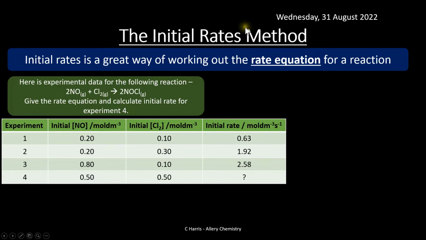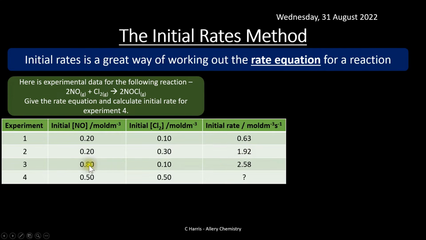Basically, this is the data we've taken. We've got the concentrations of NO and Cl2 recorded here. This is experiment 1, and this is the rate here. In experiment 2, you can see we've kept NO the same, but we've changed the concentration of chlorine, so that's increased, and that's the impact it had on rate.